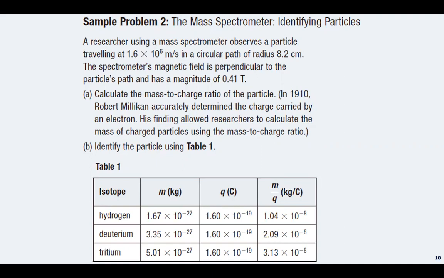Second, can you identify the type of particle using table 1 according to your calculation in the previous question? Okay, again, I'll give you 5 minutes to consider this question by yourself. You can start now.